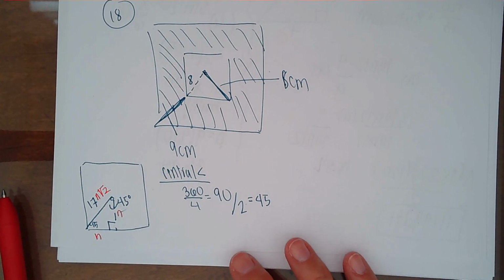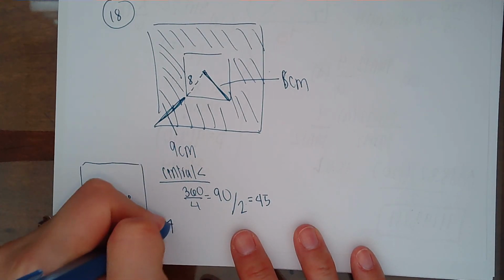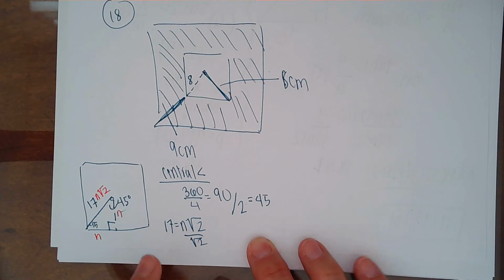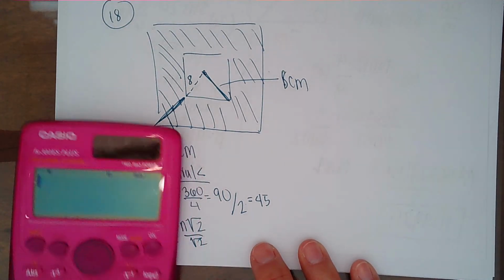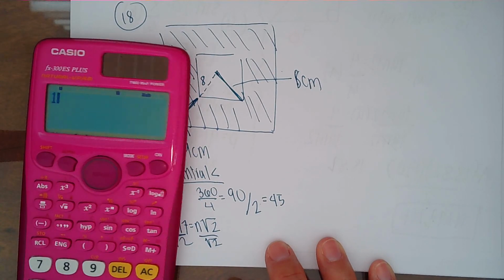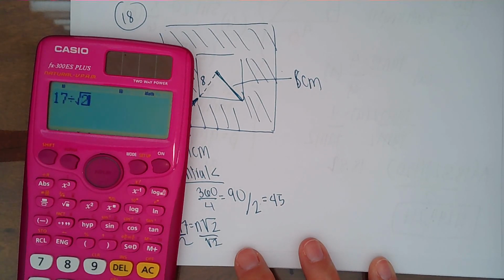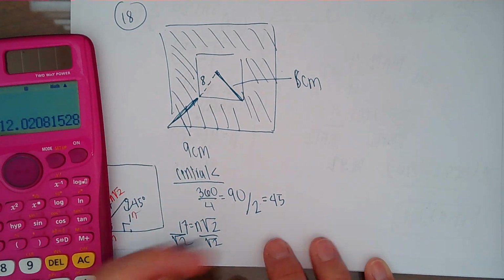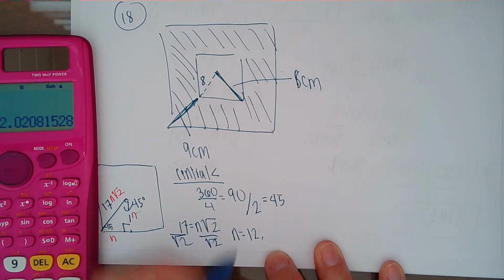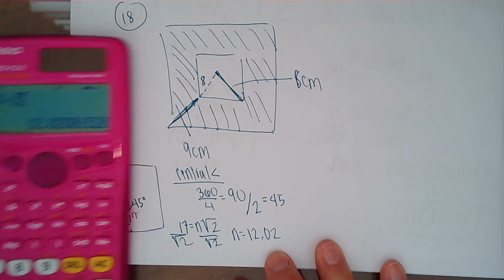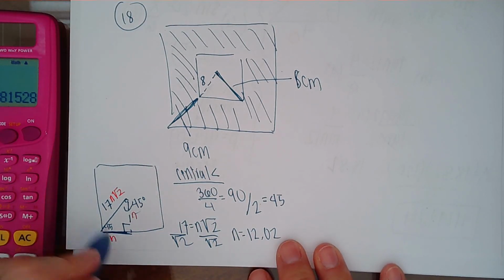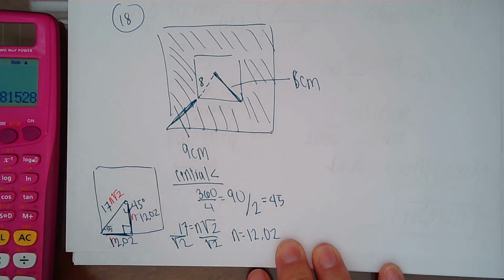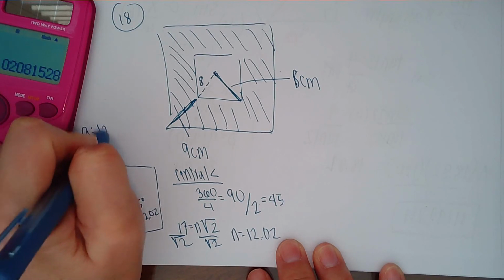And for the first time, guys, I'm going to let you do 17 equals n rad 2. I'm going to actually let you divide by rad 2. So in your calculator, you're going to just do 17 divided by rad 2, hit enter. My calculator is funny. And you'll get 12.02. So n equals 12.02. That means that this piece right here is 12.02. Our apothem is 12.02.